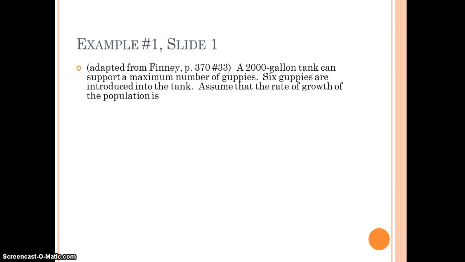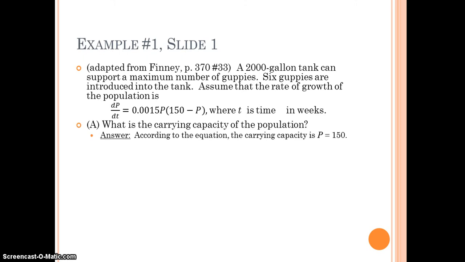Example 1, this is adapted from a book I have by the author Finney. A 2,000-gallon tank can support a maximum number of guppies. 6 guppies are introduced into the tank. Assume that the rate of growth of the population is dP/dt equals 0.0015 P times 150 minus P, where t is the time in weeks. Part A, what is the carrying capacity of the population?